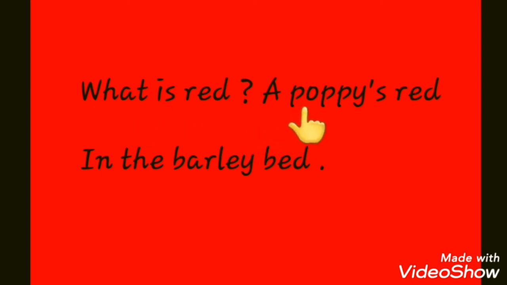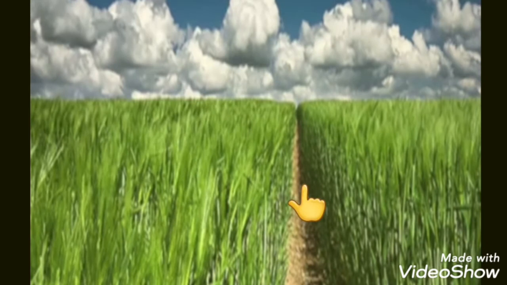What is red? A poppy is red in the barley bed. Now here we say barley. I think most of you know what barley is. Barley is a crop. Now here she is asking a question, what is red, and she is giving the answer that a poppy is red. As you can look at the beautiful picture of the poppy plant, which is red in color. What she is trying to say is that the poppy plant is growing among the barley crop. Now students, we will come to the next 3 lines.